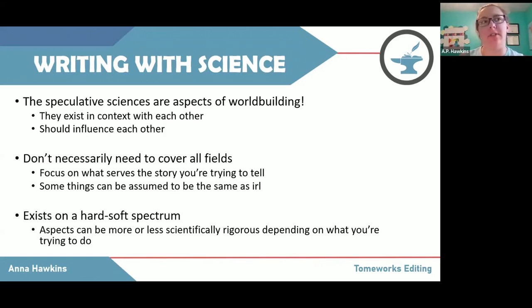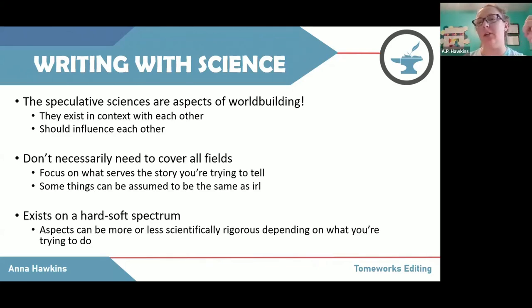If you are inventing a world where the life forms are silicon-based instead of carbon-based, obviously that affects their biology. That will affect their technology. Their technology would be different than ours based on their biology. It affects their chemistry, what they can eat, what they can't eat, what they're sensitive to versus not sensitive to. Obviously it affects physics as well. So they all exist within this context, and they should be influencing each other.